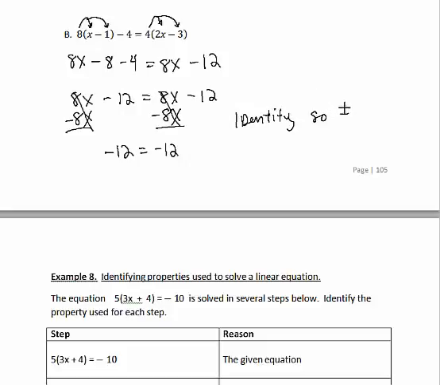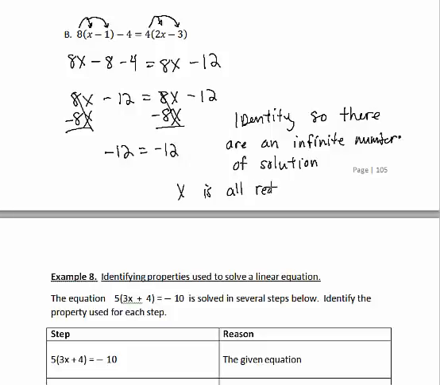So there are an infinite number of solutions. Basically, any number that exists, you could plug in for x, and it would work. X is all real numbers. Any number.